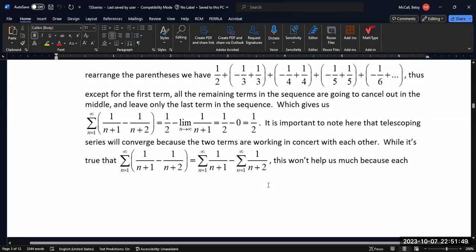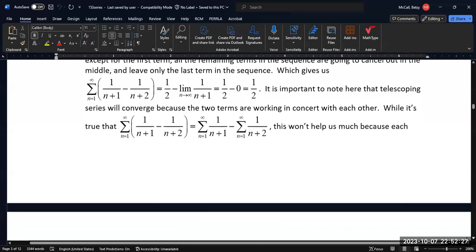Now, even though algebraically it is true that you could, in theory, separate these out, the reason we do them together is because there's more power in determining how they behave together than separately, because separately these both diverge, and infinity minus infinity is undetermined. It could converge or it might diverge. If we do them collectively, we can see how they will cancel and we can actually get the limit. So even though this is theoretically possible, it won't be helpful in the case of a telescoping series.